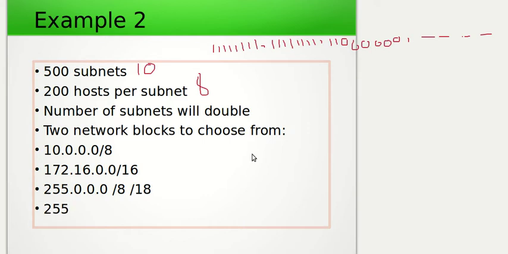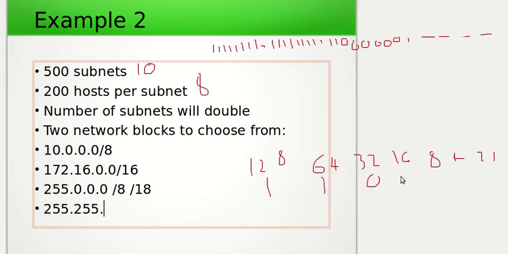So 255.255 dot something. To work this out, we're going to write out our chart: 128, 64, 32, 16, 8, 4, 2, 1. So 1, 2, 3, 4, 5, 6, 7, 8. So this in decimal is 192.